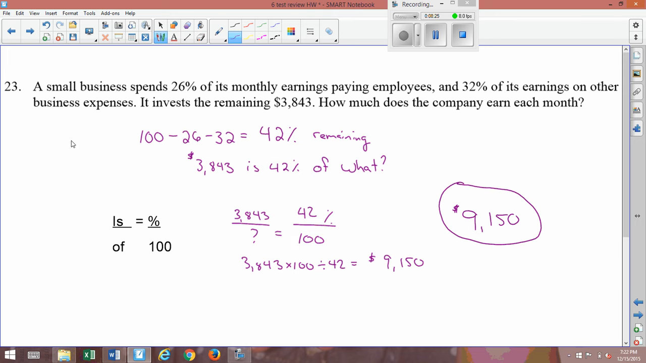A small business spends 26% of its monthly earnings paying employees and 30% on other business expenses. It invests the remaining 384. So we know that that 384 is going to be whatever's left over. So we do 100 minus 26 minus 32. That's going to be 42% remaining. So that 42% has to be set equal to that 3,843. Now 3,843 is 42% of what number? You crisscross divide, you end up with 9,150.